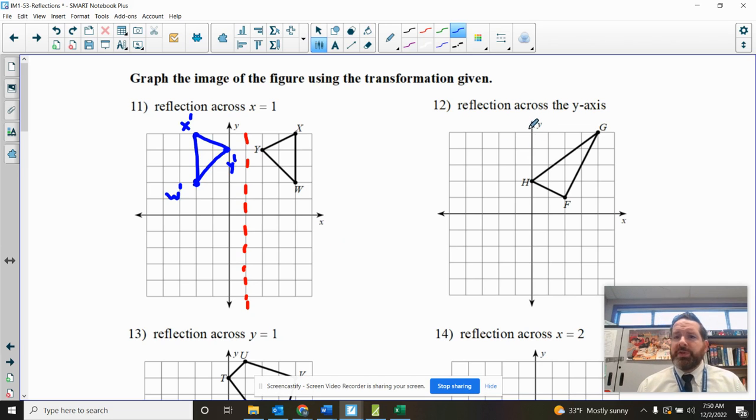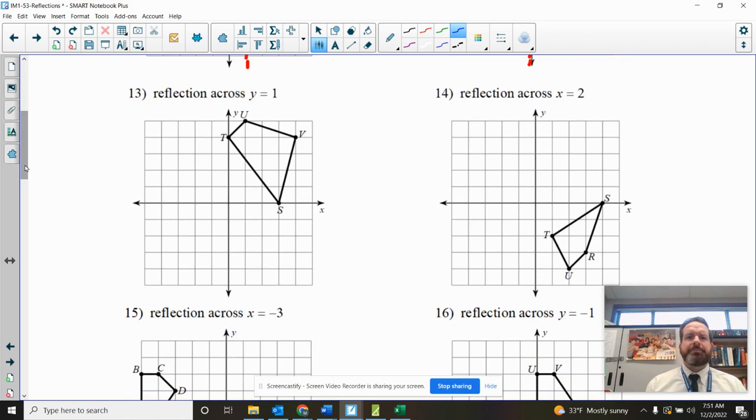Next up, reflection across the y-axis. So that's going to be the vertical line through the origin. So point H doesn't move. It's already on that line. There's H prime, same spot. G is 1, 2, 3, 4 boxes away, so G prime should be 4 boxes away on the other side. F, only 2 boxes away from the line, so 2 boxes away on the other side for F prime. Connect, connect, connect. It should look like the reflections together kind of look like a little butterfly.